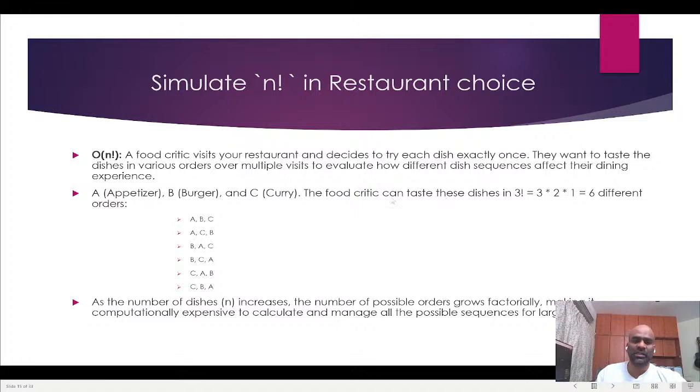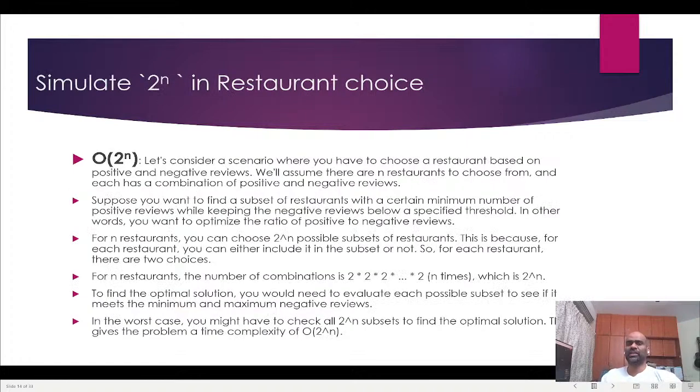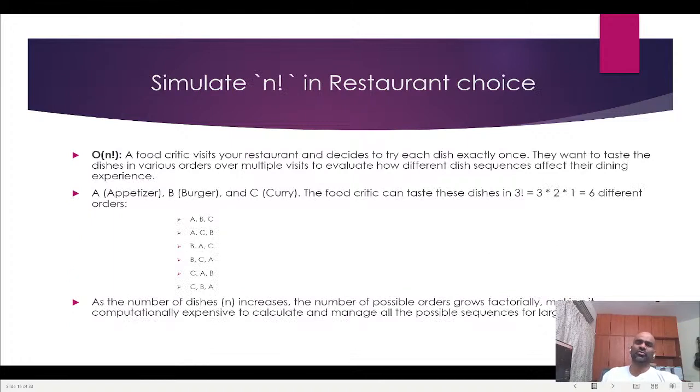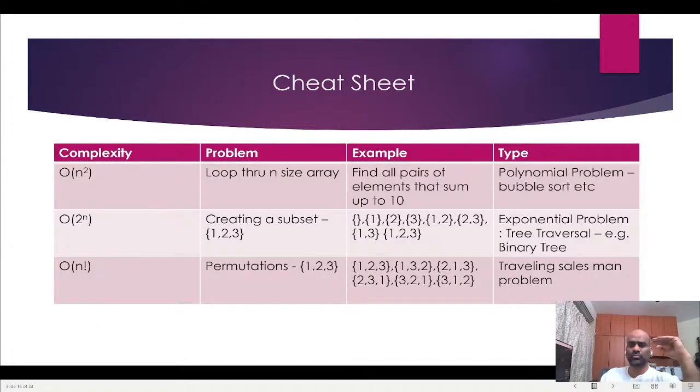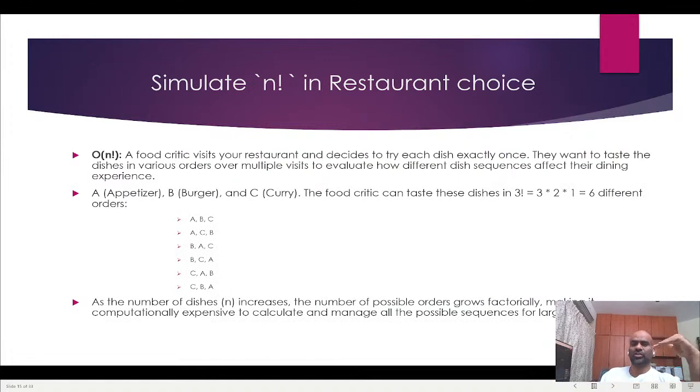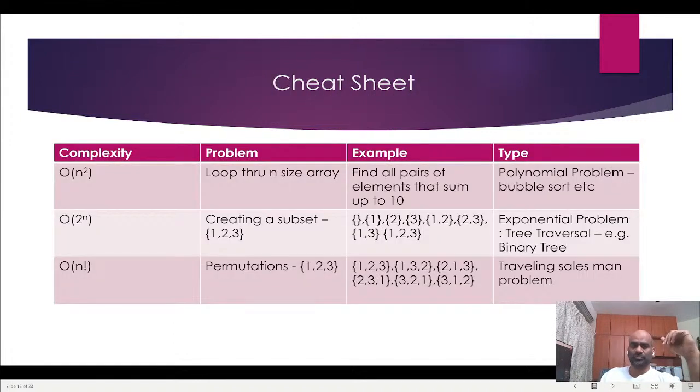Say A, B, C, where A is an appetizer, B is a burger, and C is a dessert: A, B, C; A, C, B; B, A, C; B, C, A; C, A, B; C, B, A. So there are 6 different ways you can order it, and they can come and visit. As you said, the subset of positive and negative reviews is 2 power n in the case of restaurants, and the ordering of restaurant choices is basically n factorial. Why am I taking these restaurant choices? Because first we spoke about n squared, 2 power n, and those, then we came to n factorial, the restaurant choice, because we want to compare these choices and get the data out of it. This is the cheat sheet.